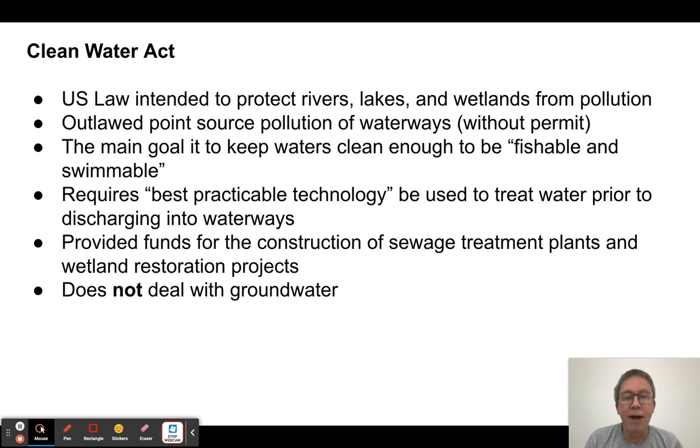Now, the Clean Water Act. Here's the thing to remember about the Clean Water Act. It's really about fishing and swimming and recreating in the water. So basically, in 1969, the Cuyahoga River of Ohio caught on fire. And people were like, whoa, water's not supposed to catch on fire. We need to do something about this. The idea was it was just criminal how degraded our natural waters had become. And so the United States passed a law saying, look, we're going to protect rivers, lakes, and wetlands from pollution.